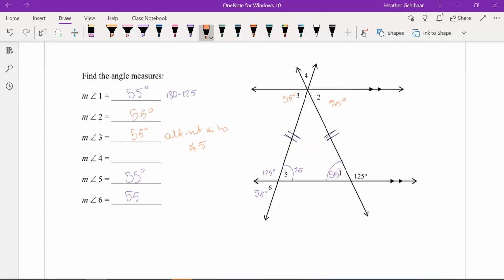The next thing that might be helpful is that we need to find angle 4. But I know that if I knew what this angle was here, I could get angle 4 because those are vertical. So I'm actually going to do 180 minus 55 to get what this angle equals here. Okay, and when we do that, we get 70 degrees. That means this is also 70 degrees because it is vertical. All right, that is all I have for these notes.